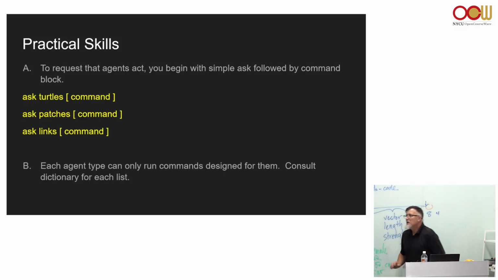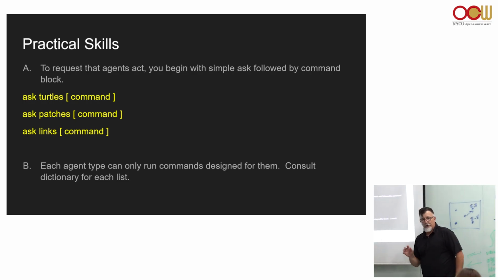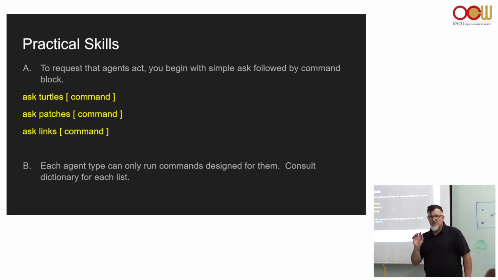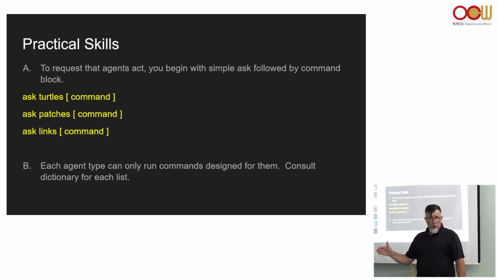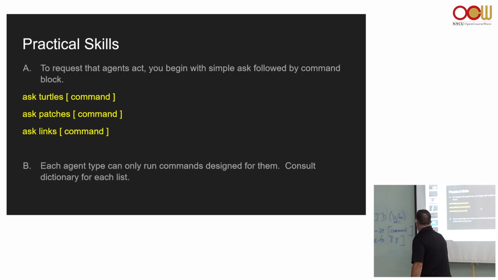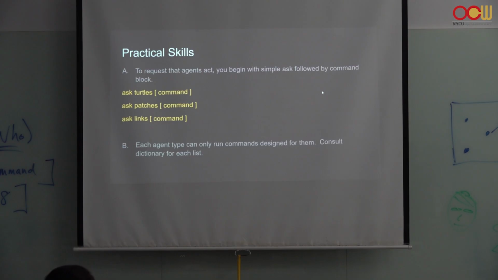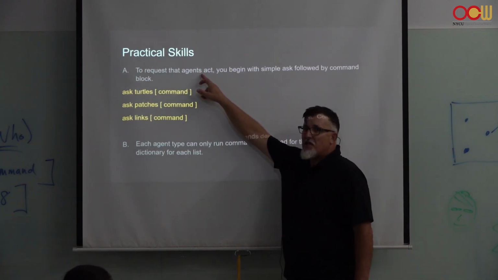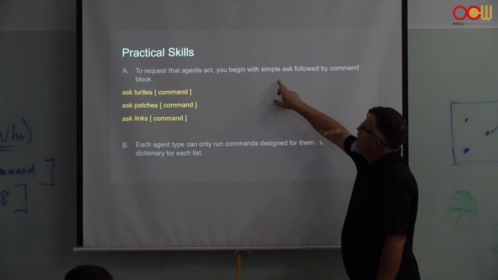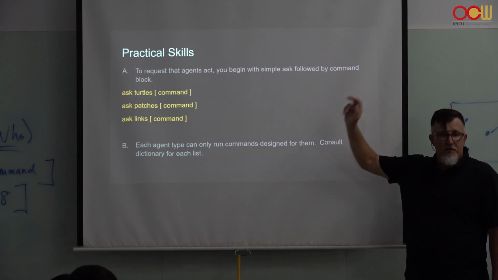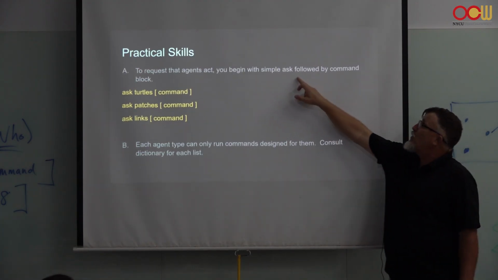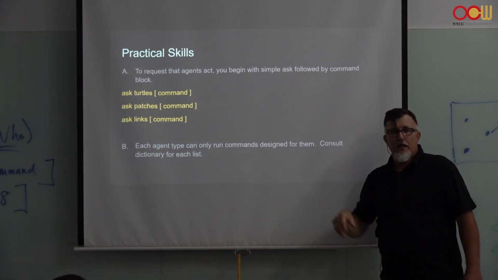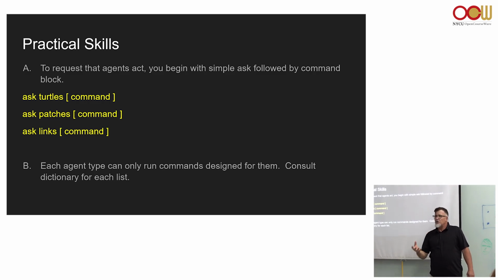Some basic things. Some of this you've already figured out or learned, but I'm going to go through it in a systematic way, the baby steps toward building a program. All right, first things first. To make a request of an agent set, if you're trying to get this agent to act, and that's what they do, you always have to begin with a simple interrogative. The question is ask.